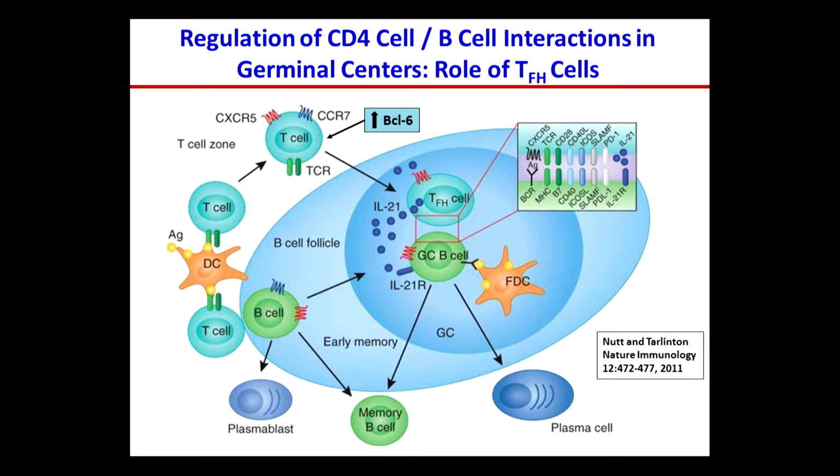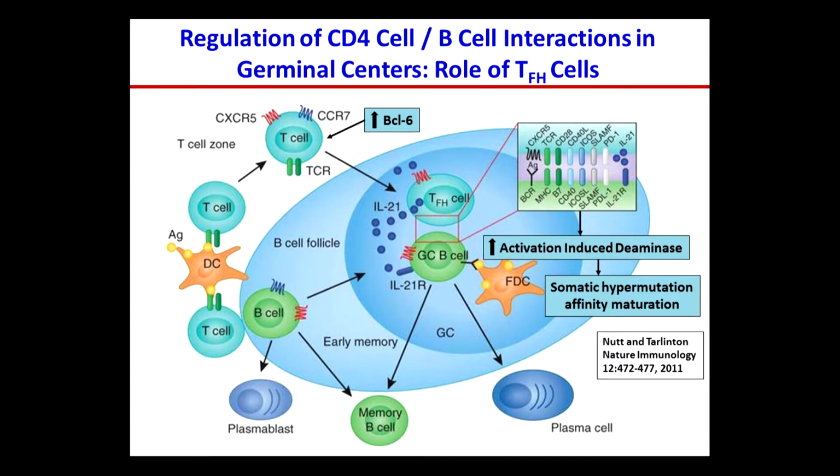And then they interact with germinal center B cells through a number of different molecules. They also liberate IL-21. The net result of all of that is that the B cell then upregulates activation-induced deaminase, which leads to somatic hypermutation and allows for affinity maturation and changes in the B cell receptor, leading to changes in the affinity of the immunoglobulins that these B cells are producing, and that's how you get affinity maturation.